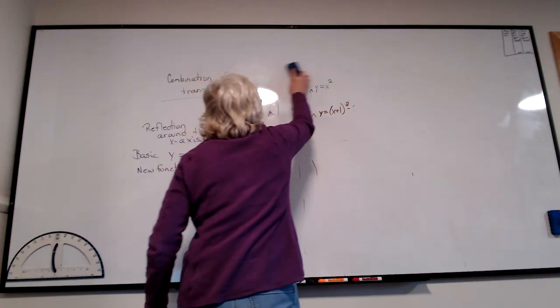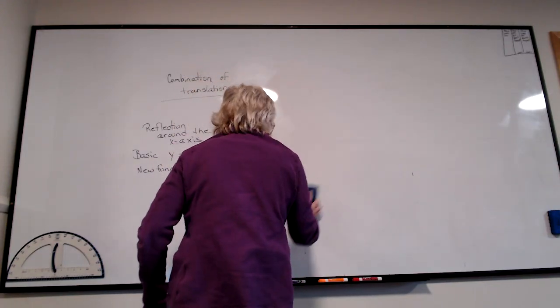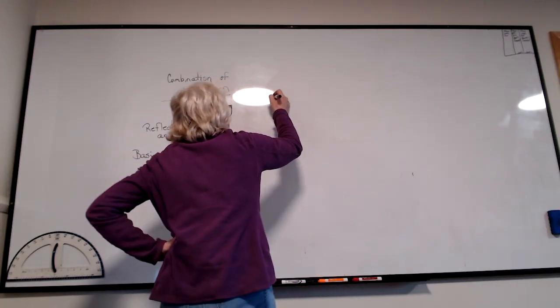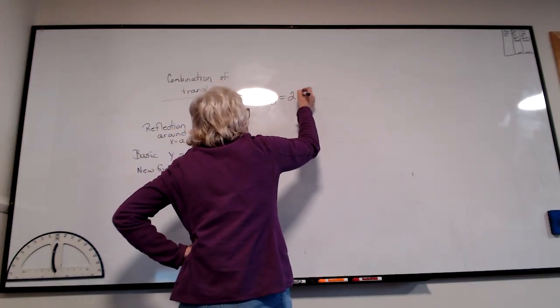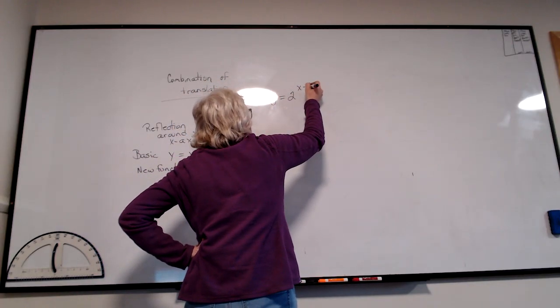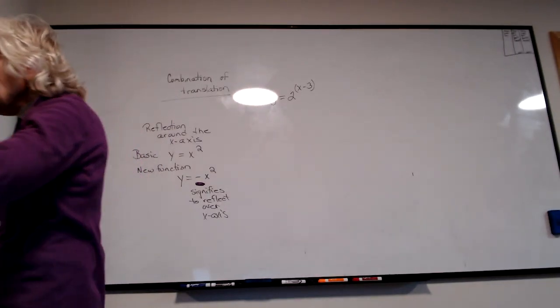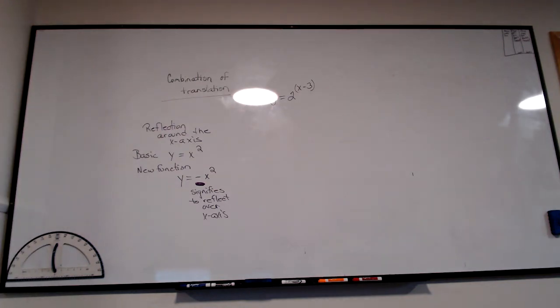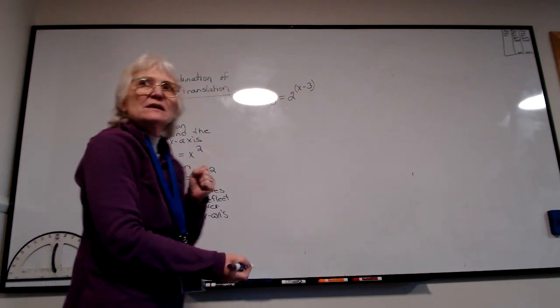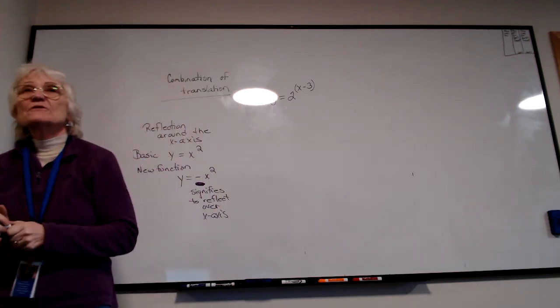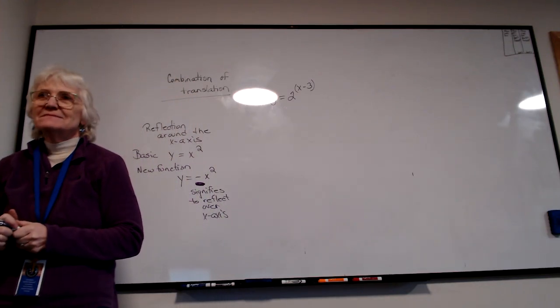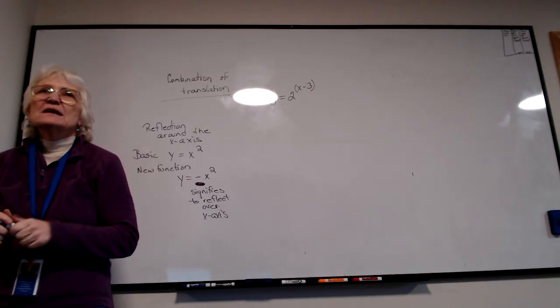If I'm doing it, I just want to really quickly show you this. If I have y equals 2 to the x minus 3 with parentheses around that, what is that negative 3 going to do? Think back to what we just talked about. What is that negative 3 going to do to the function? Is it going to move it down or up or left or right? It's going to move it right.